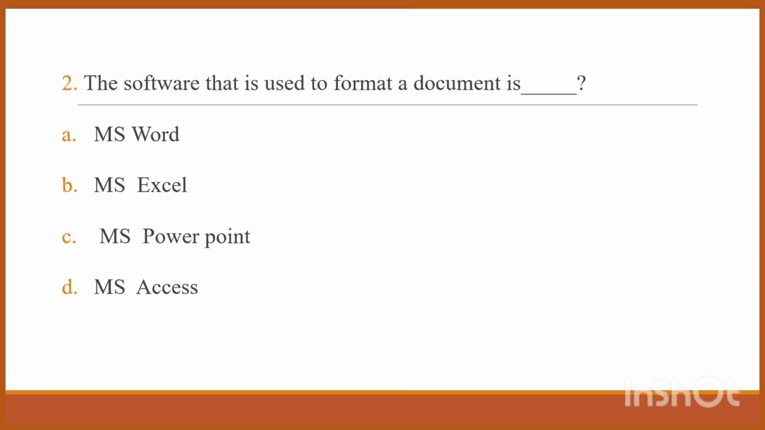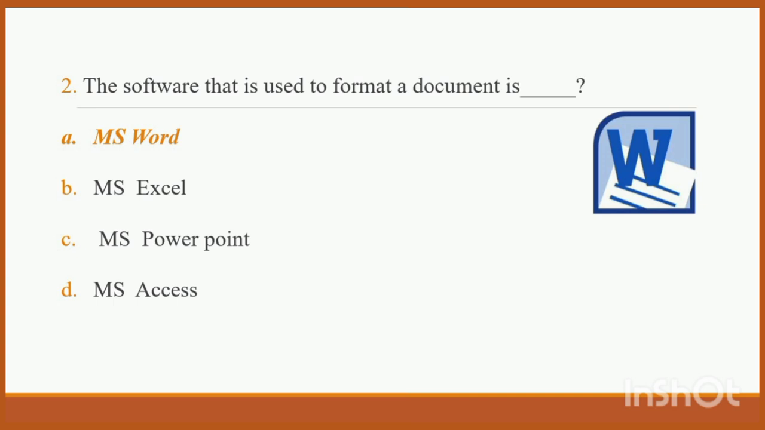Question 2. The software that is used to format a document is: option A, MS Word; option B, MS Excel; option C, MS PowerPoint; option D, MS Excel. MS Word is the software that is used to format a document. Right answer A, MS Word.